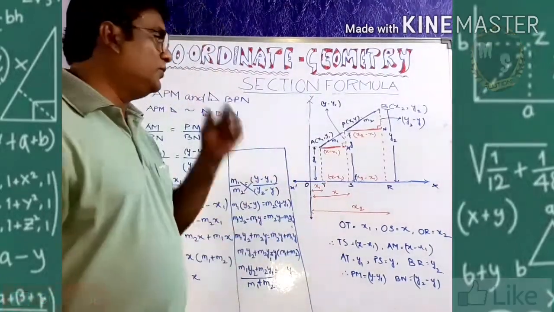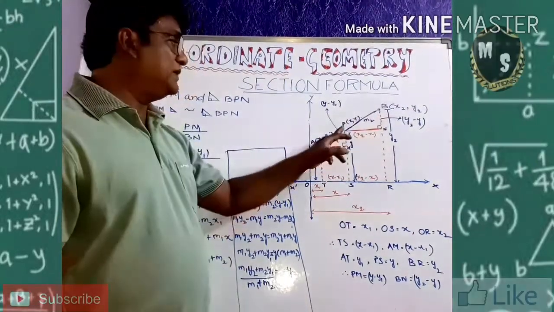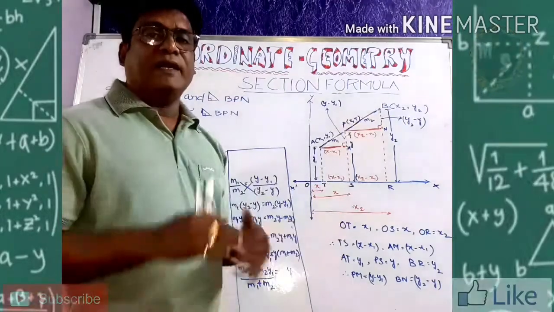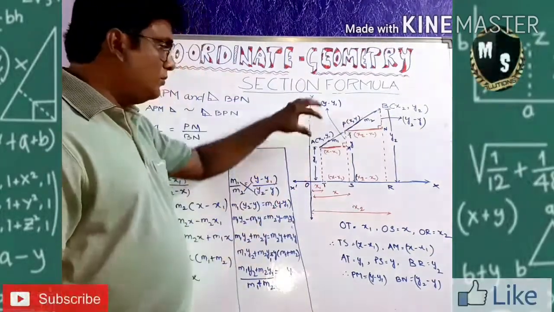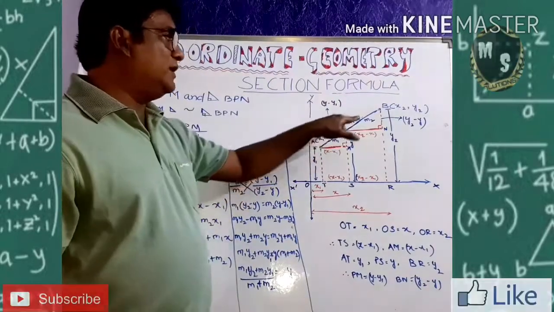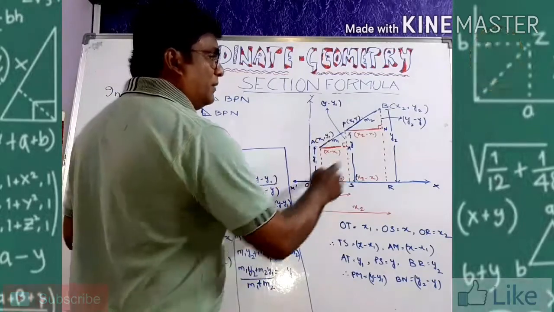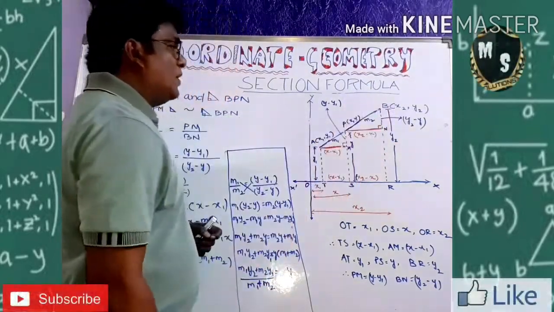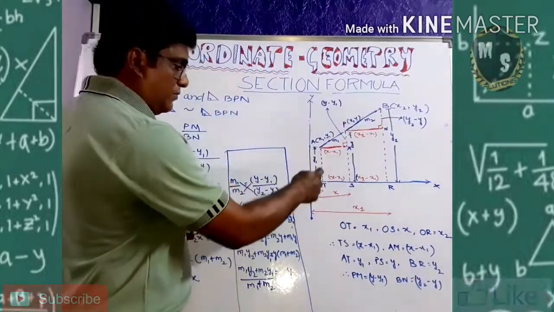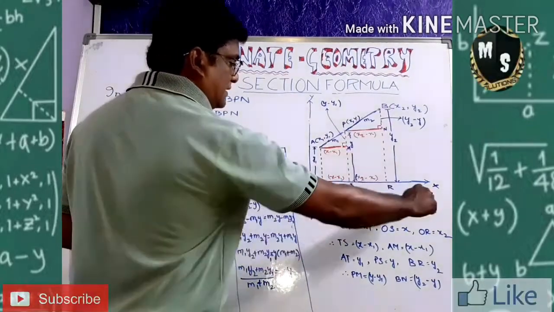Then again I am saying to you, if A and B are 2 points, join the 2 points, and P is another point which is dividing AB into 2 sections. So now here one section is m1, another section is m2, so it is divided in the ratio m1 to m2. Now the A point coordinate is x1, y1, B point coordinate is x2, y2, and right now we are dropping perpendiculars AT, PS and BR to the x-axis.